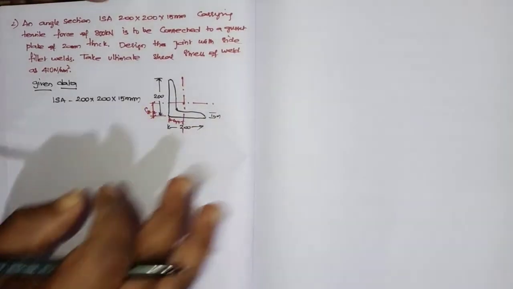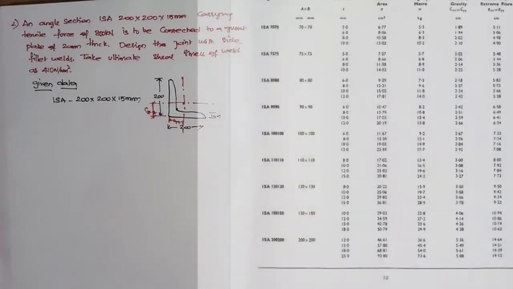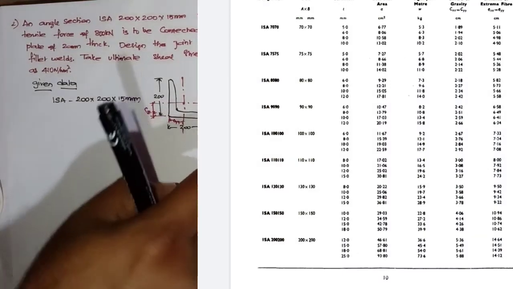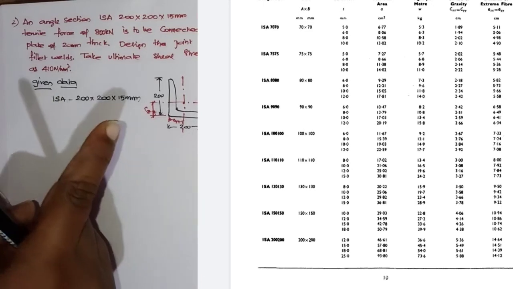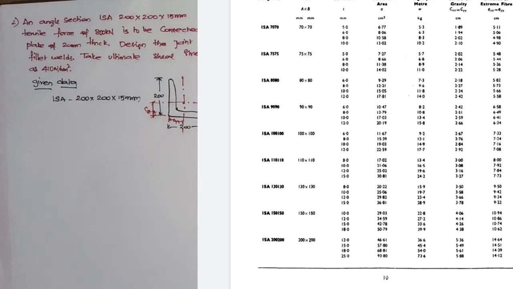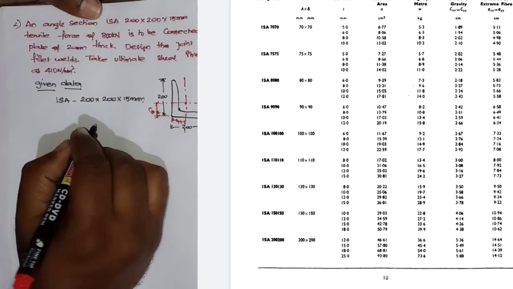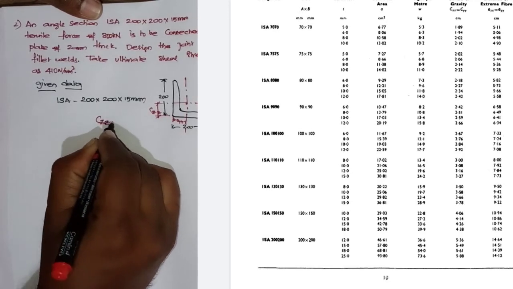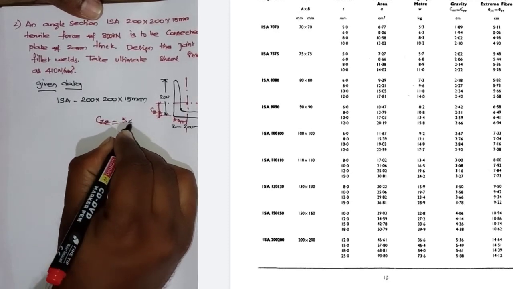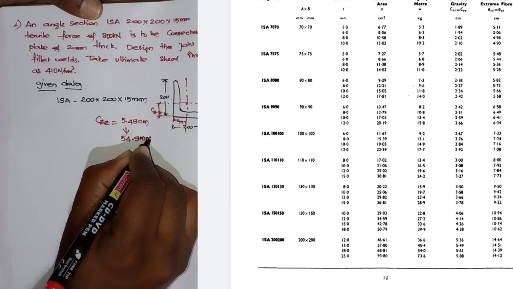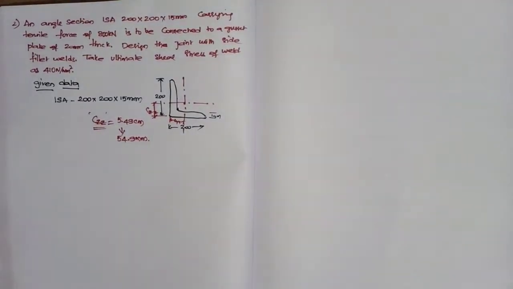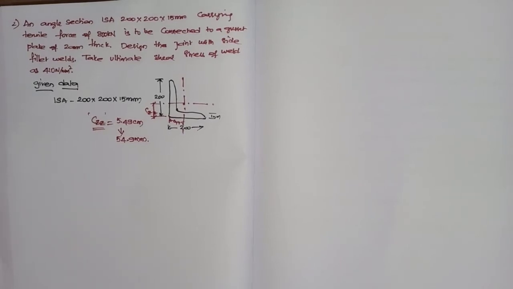Now if you see the steel table book for ISA 200 by 200 by 15 mm, you can see this in the page which I am placing here. Second last one, second line, ISA 200 by 200 by 15 mm, you have a CZZ value of 5.49 centimeters. You have to convert that into 54.9 mm. This value plays an important role in this problem.